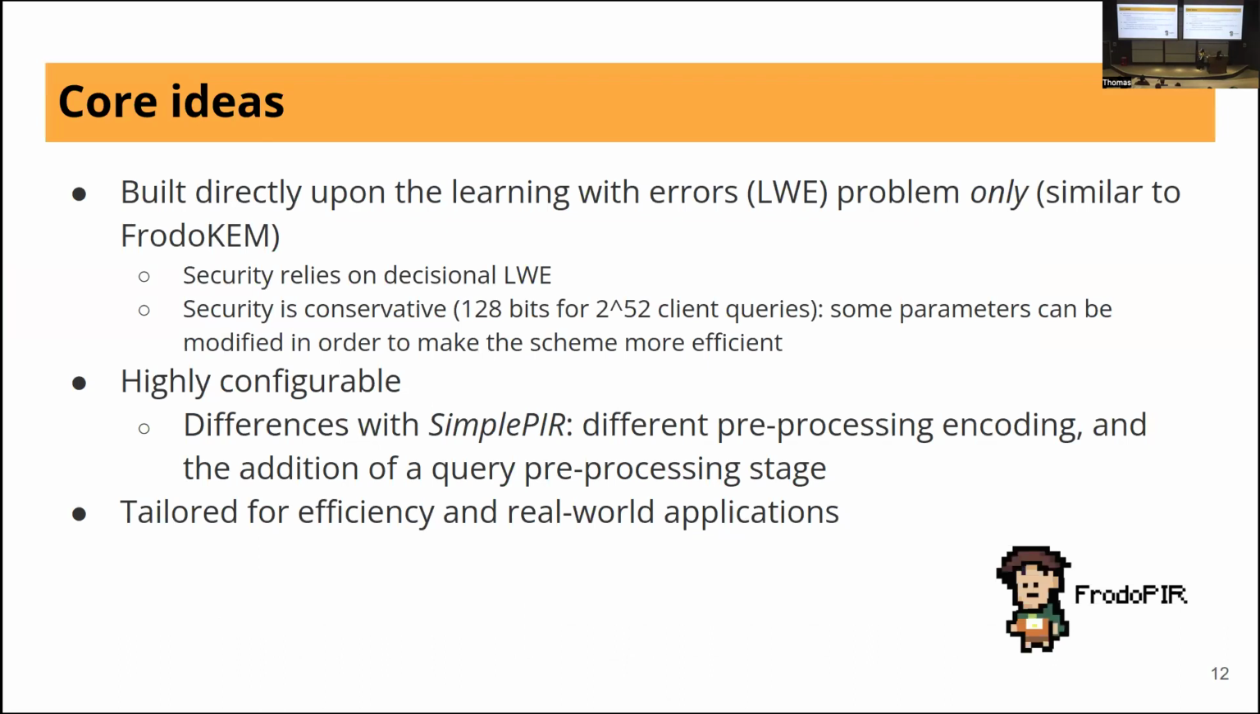Okay, so as I told you, the idea of this scheme is that it is based only on regular LWE, and the security, because we are following learning with errors, basically relies on decisional LWE. We have a very conservative security. We arrived at 128 bits of security, mainly because we were interested in maybe pushing this for standardization, and we already know that standardization bodies sometimes ask for this specific security. We can debate if this is a good number, but in any case, it's the one that sometimes seems to be chosen. And this security holds for 2 to the 52 client queries.